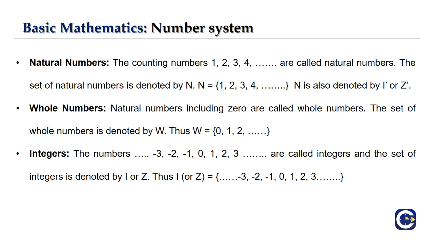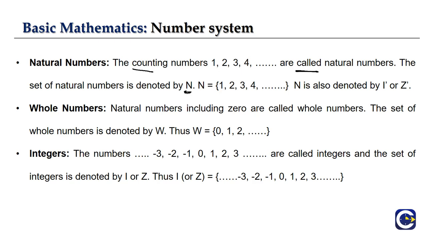In this number system we'll start with the different types of numbers, right? First we have natural numbers. Natural numbers are also called the counting numbers. The counting numbers 1, 2, 3, 4 and so on until infinity are called the natural numbers. The set of natural numbers is denoted by N.